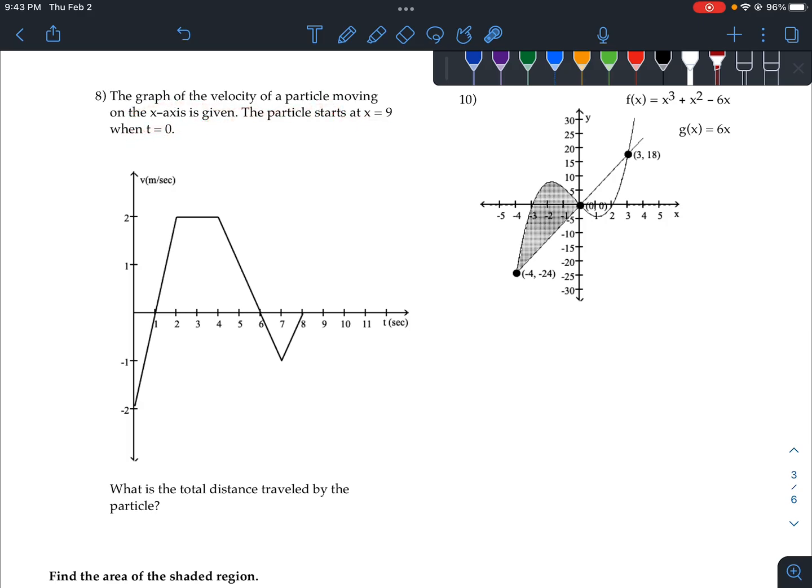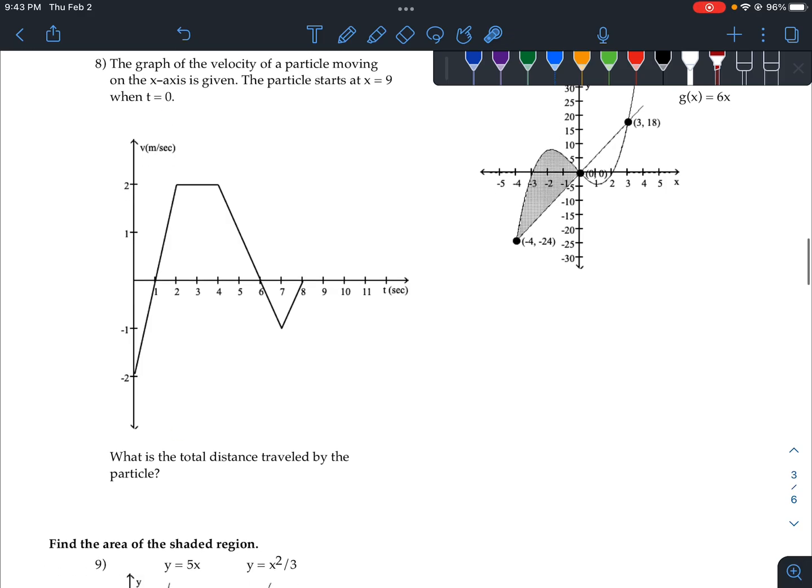The particle starts at x equals 9 when t is 0. What is the total distance traveled by the particle? Again, for total distance, where it started is irrelevant. We just want to know the absolute value of all area. So let's calculate all this area that we have here. This triangle right here, the area is half of its base, which is 1, times its height, which is 2. So this area is negative 1, but the absolute value of that area is going to be 1.